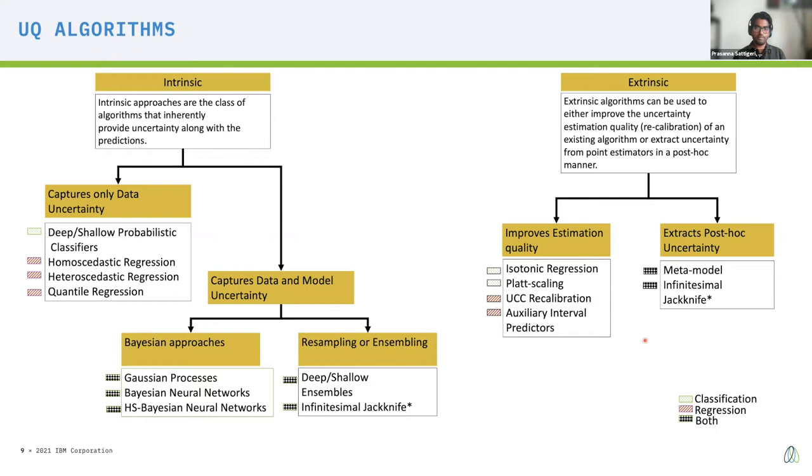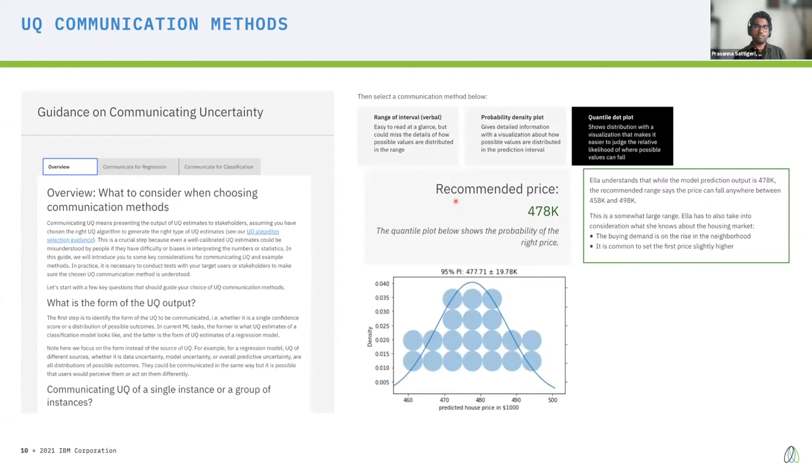Also, an important point: we need to communicate the uncertainty to the end users in a meaningful way. Each user might have different desired properties of how it is communicated to them. Some might want the full gamut of the distribution. Others may just want you to convey the gist of the model predictions in a much more digestible way. So we need to think about the end users and how we should communicate this uncertainty.